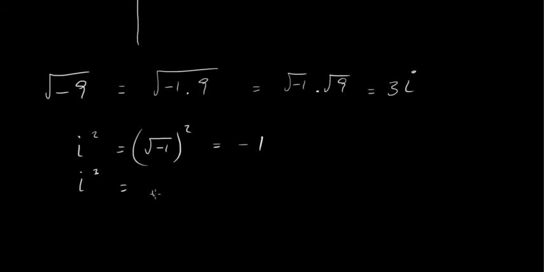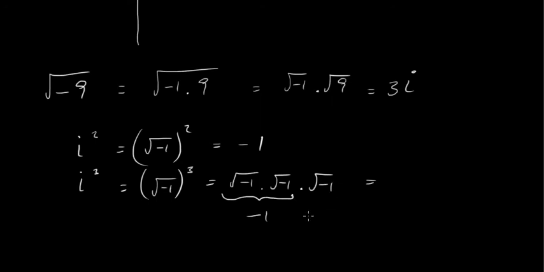Well, that's just going to be the square root of minus 1 cubed. So that's going to be the square root of minus 1 times the square root of minus 1 times the square root of minus 1. So these two here will give us minus 1, when you multiply the square root of minus 1 times the square root of minus 1. So here we'll just get minus 1. This is i. So we just end up with minus 1i, or just minus i.